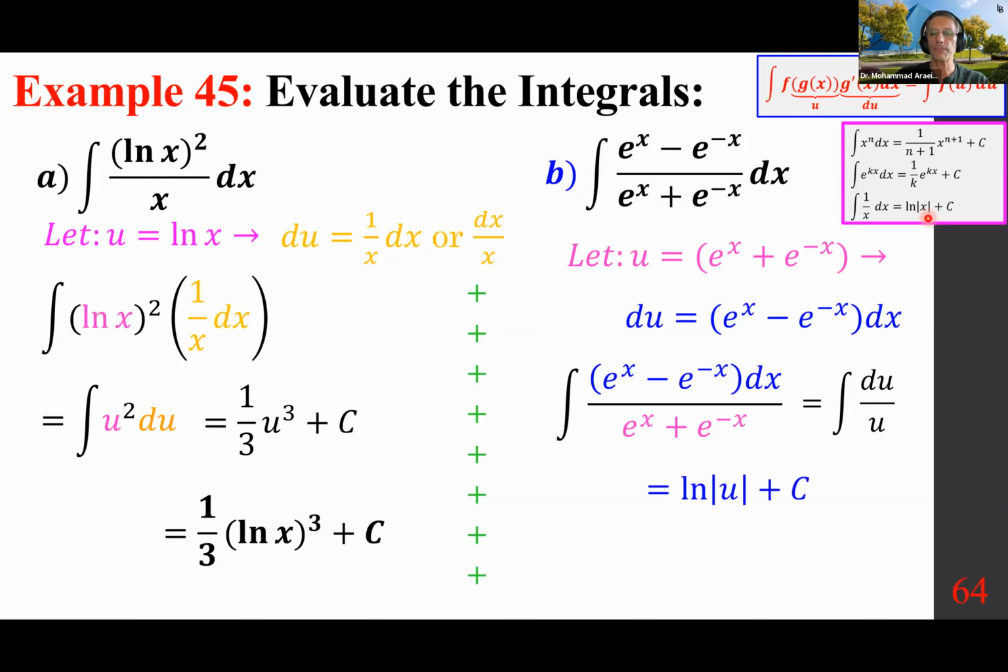Replace the u, and you get ln of e to the power of x plus e to the power minus x plus c. Now, what's important for everybody to know, because this expression is always positive, you could put them in a parenthesis.